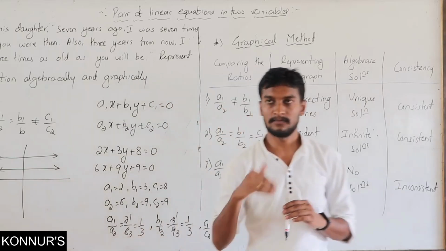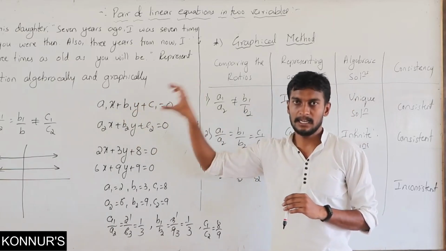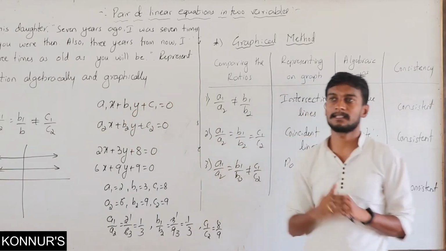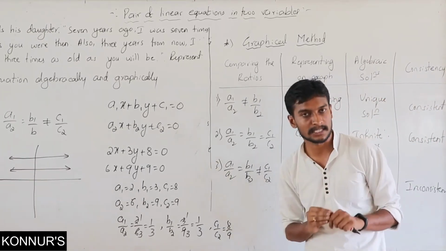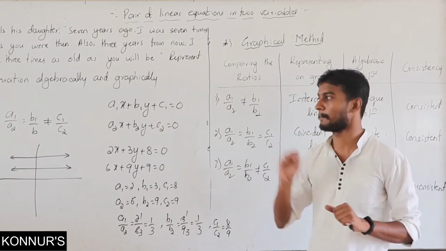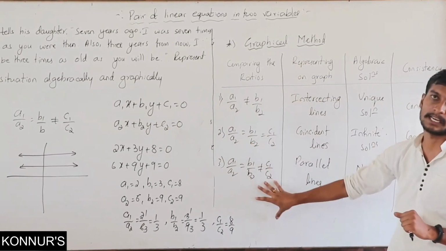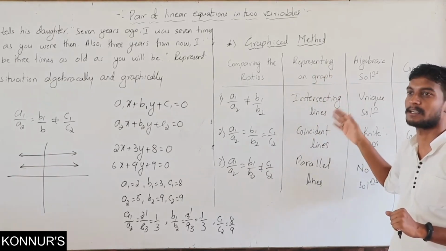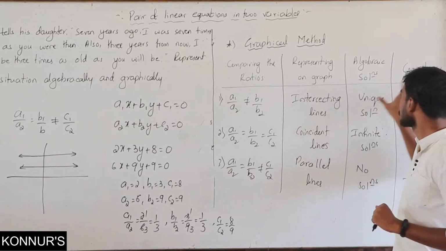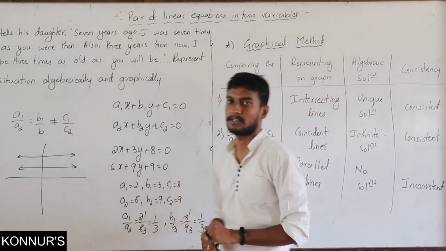Sometimes they may ask you a question about how the graph looks if you plot these two linear equations. Without plotting a graph, by observing the linear equations, you can tell whether the two lines are intersecting, parallel, or coincident. How do you tell without plotting the graph? By observing the ratios again. They may ask you a question based on the graph also, or based on the consistency of linear equations.